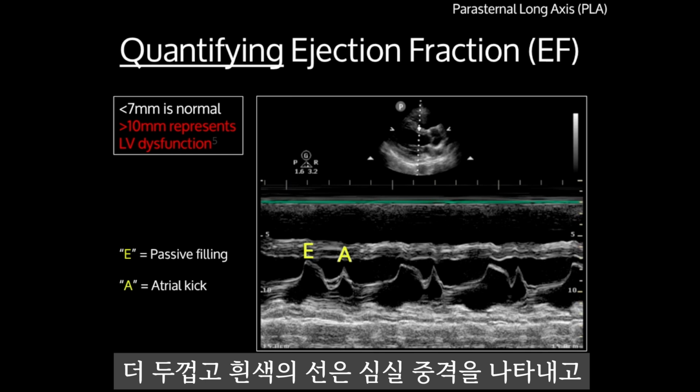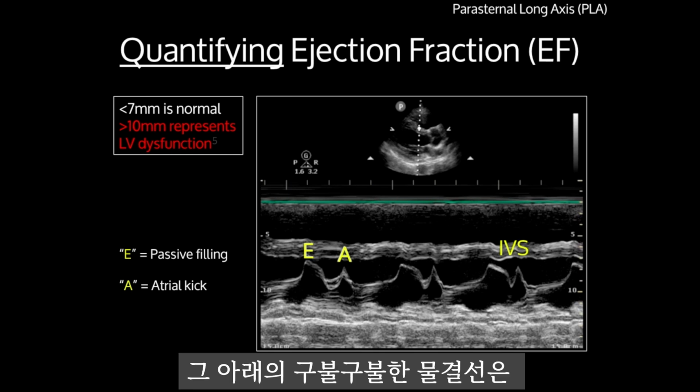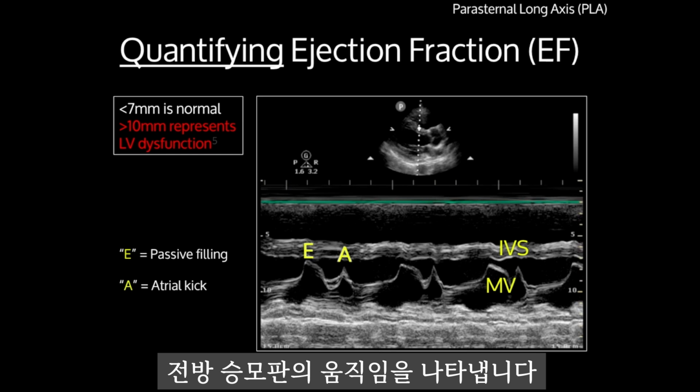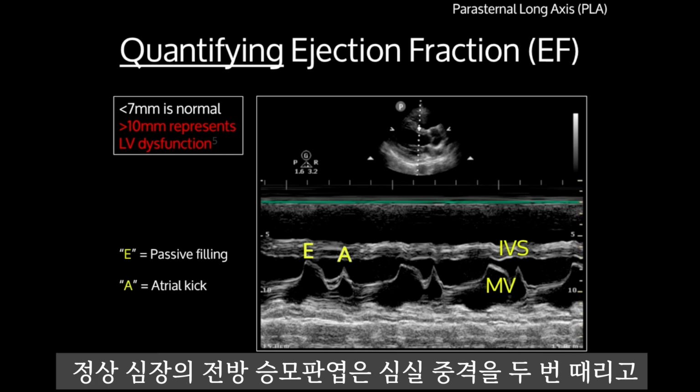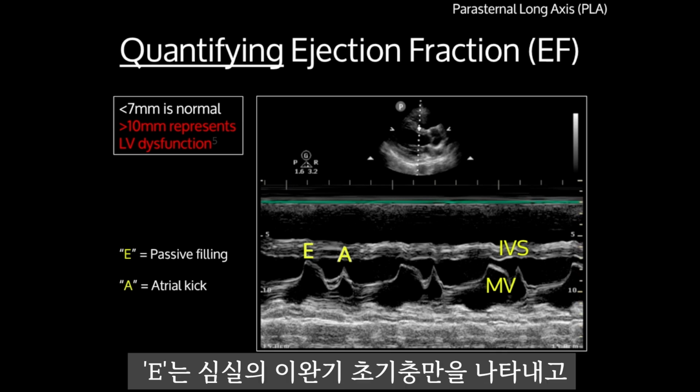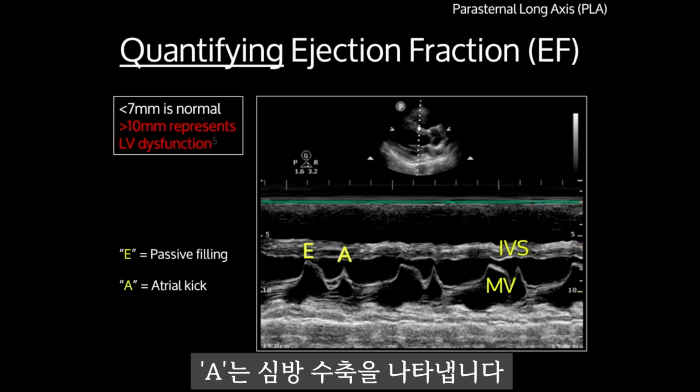The thicker white line represents the interventricular septum, and the squiggly wavy lines beneath that represent the motion of the anterior mitral valve leaflet. The anterior mitral valve leaflet slaps twice on the interventricular septum in a normal heart. The E represents the passive filling of the ventricles, and A represents the atrial contraction.